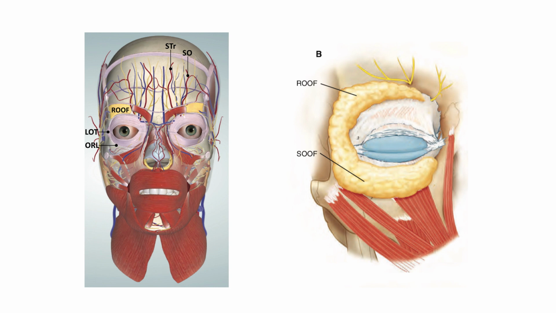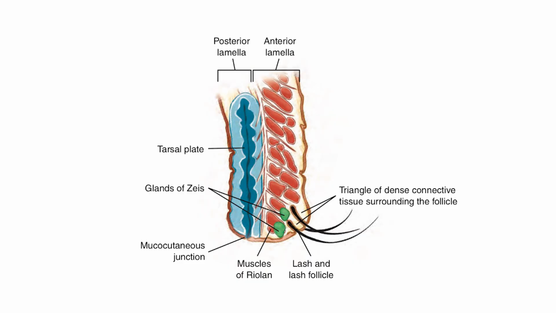Before coming to know about the ROOF and SOOF, we should have a general idea about the layers of the eyelid. Then only can we understand the importance of the ROOF. The eyelid can be divided into lamellae: anterior lamella and posterior lamella. The layers from outer to inner are skin, orbicularis oculi muscle, tarsal plate and its associated attachment structures, and conjunctiva.